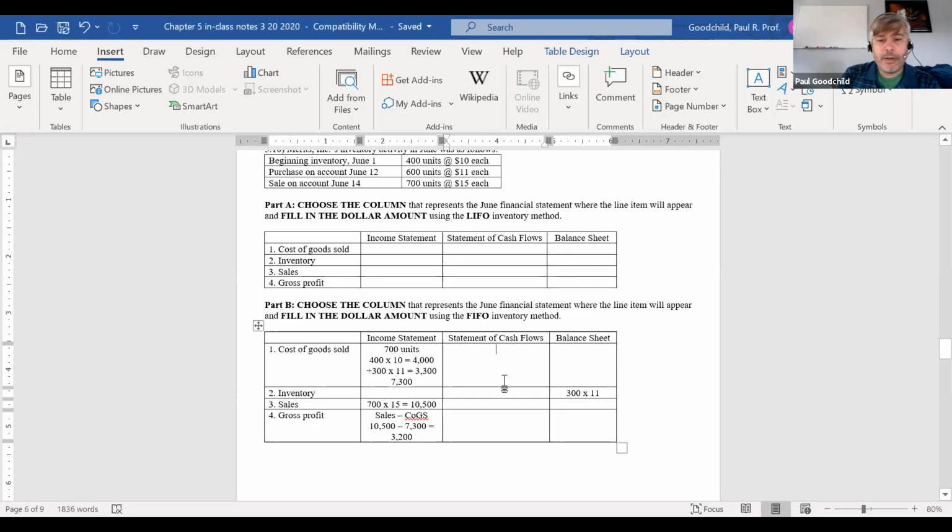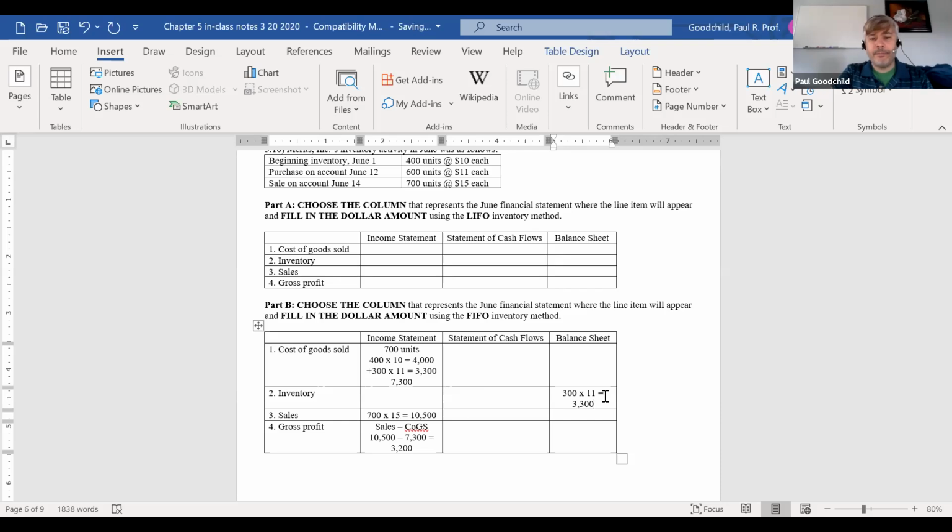Somebody asked how I got the 300, and so I'm using the chart up here, which I'm going to highlight right now. I'm just going to highlight what was purchased and in inventory. So this is the cost of goods available for sale, 1,000, and then 700 were sold. So I ended up with 300 left over, and this would be 3,300.